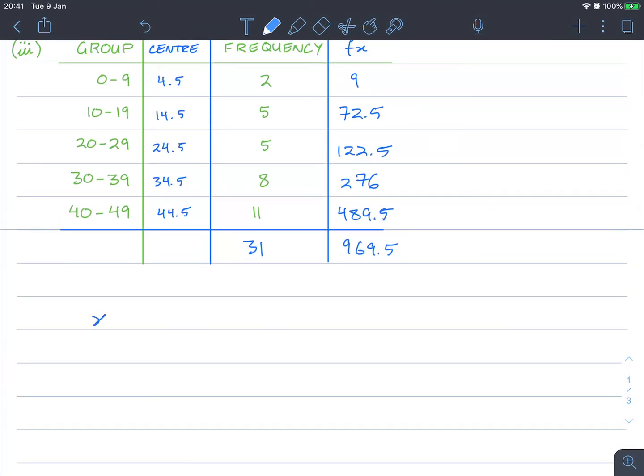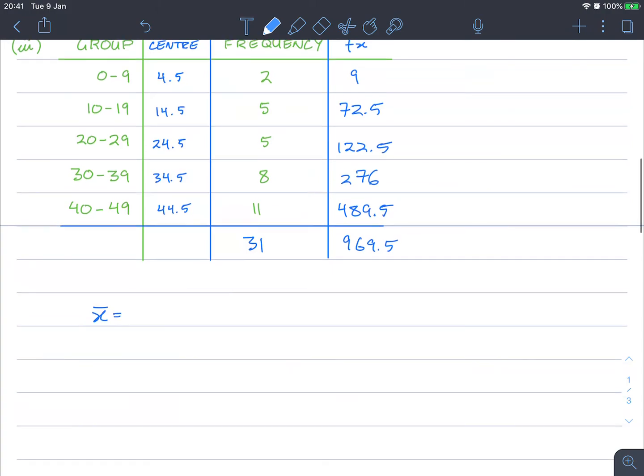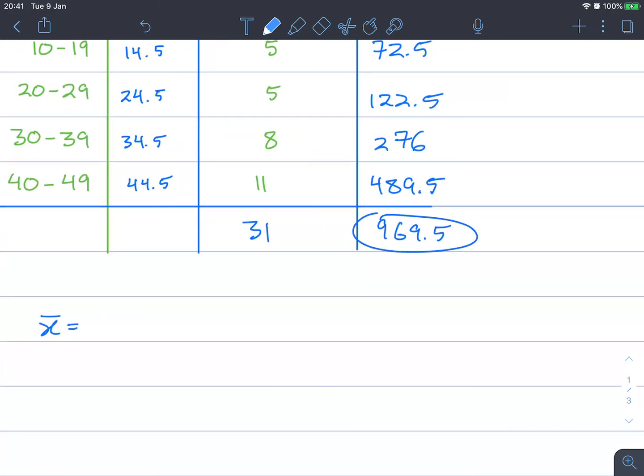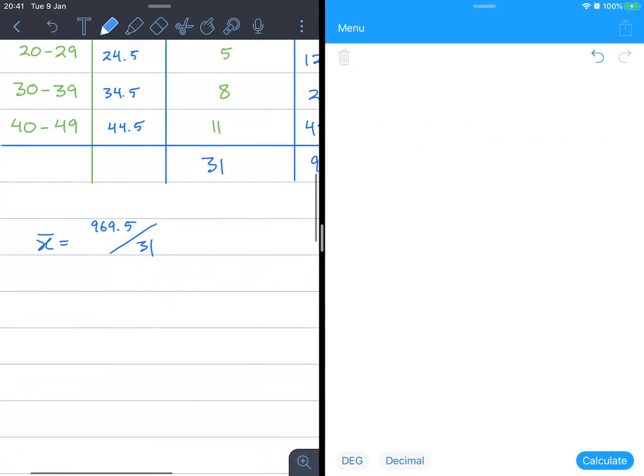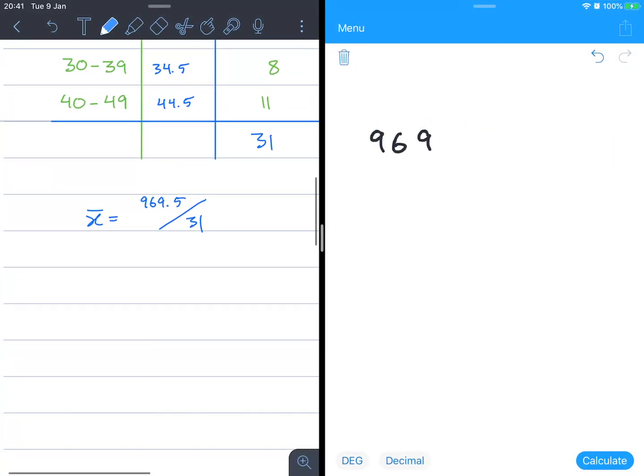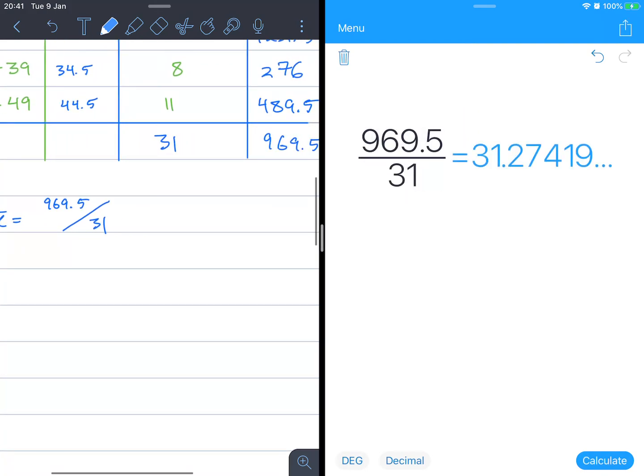Now, lastly, to get the mean of this, we take the total, 969.5, and we divide this by 31. Using our calculator, 969.5 divided by 31 gives us a mean of 31.27419, which rounds off to 31.27.